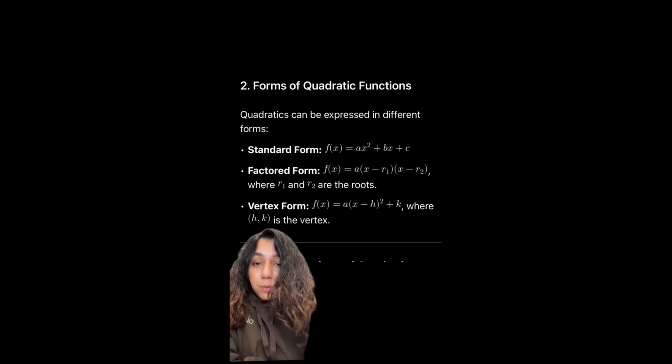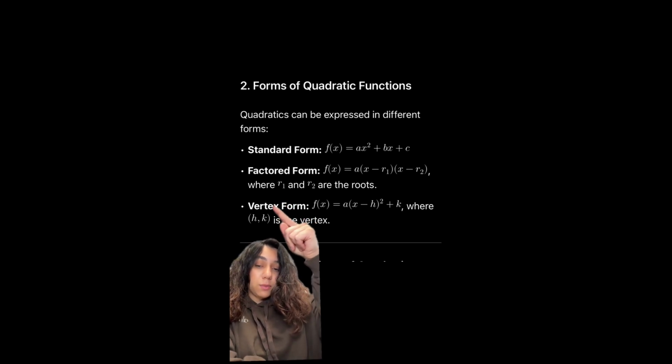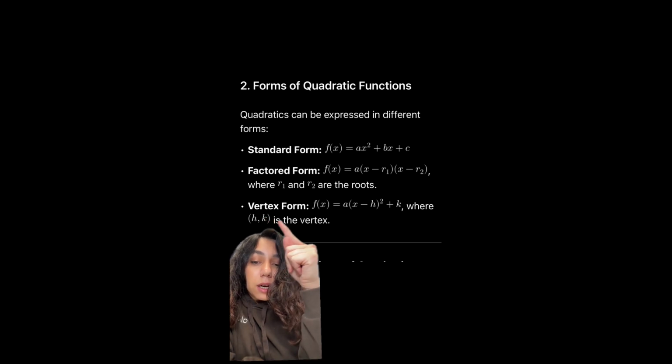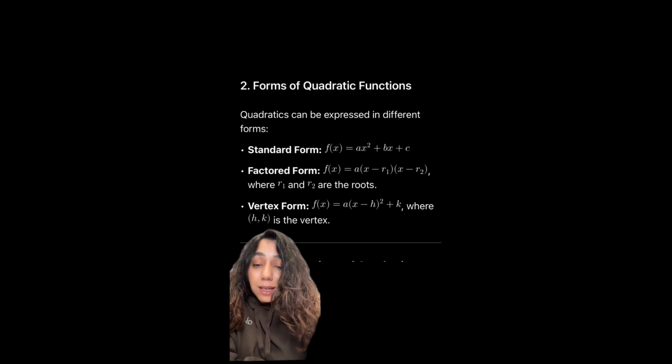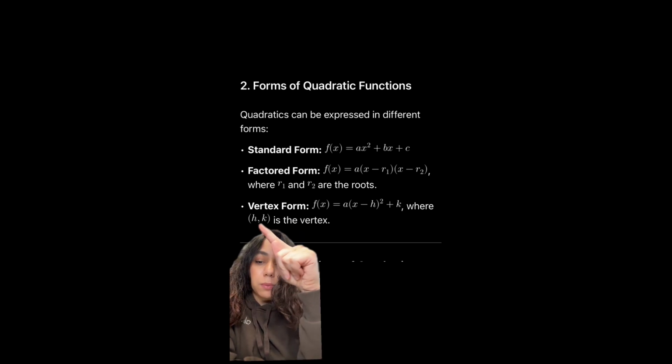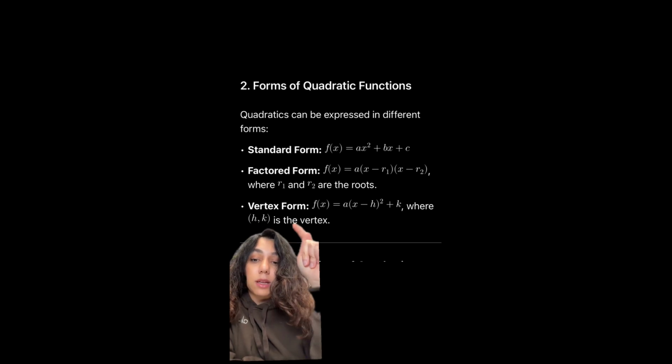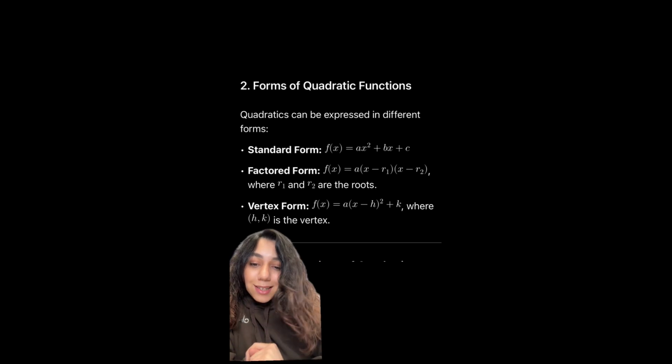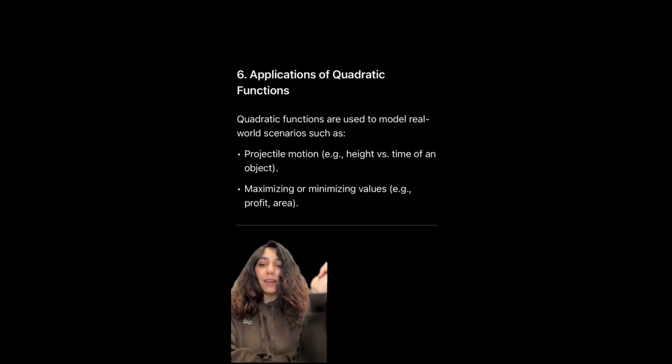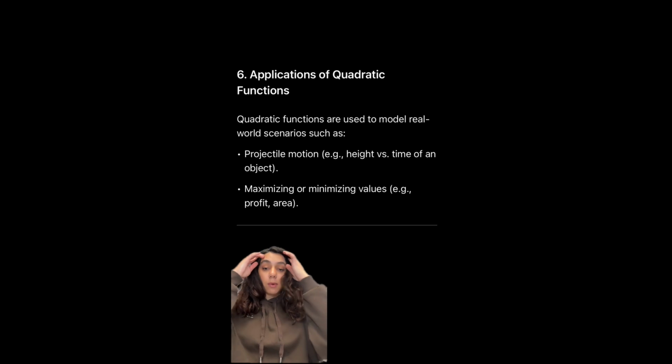Let's just summarize the forms of quadratic function. We have standard form, factored form, and vertex form. For the vertex form, I'm pretty sure your teacher shows it with a times x minus p squared plus q, where p and q is the vertex. Don't forget that. And for the factored form, those r1 and r2 are the roots, or the zeros, or the x-intercepts. Okay, so now we learned everything about quadratic functions.